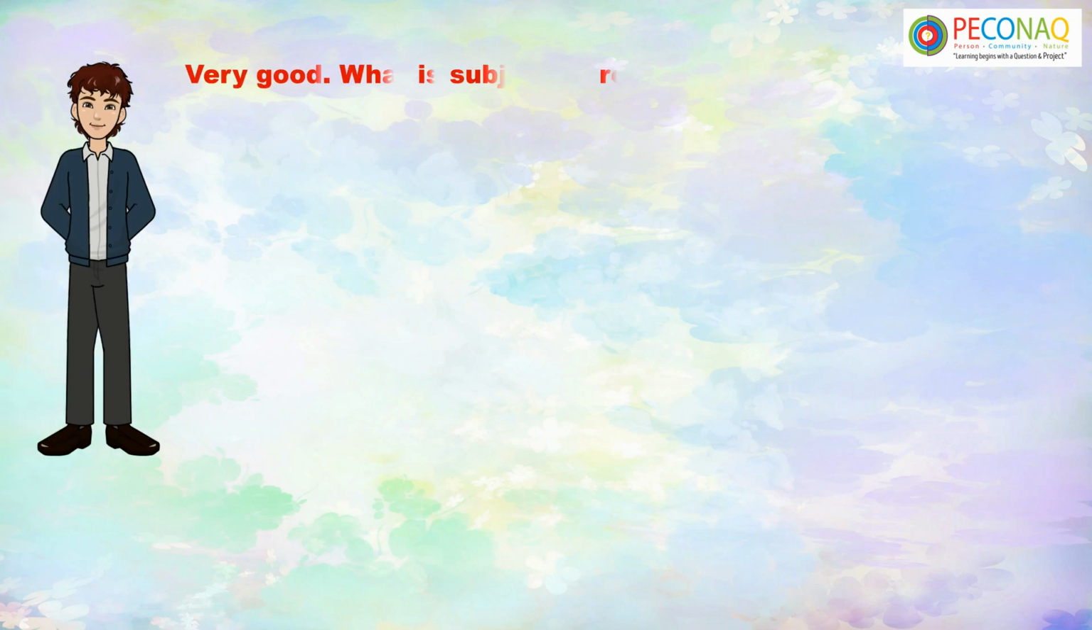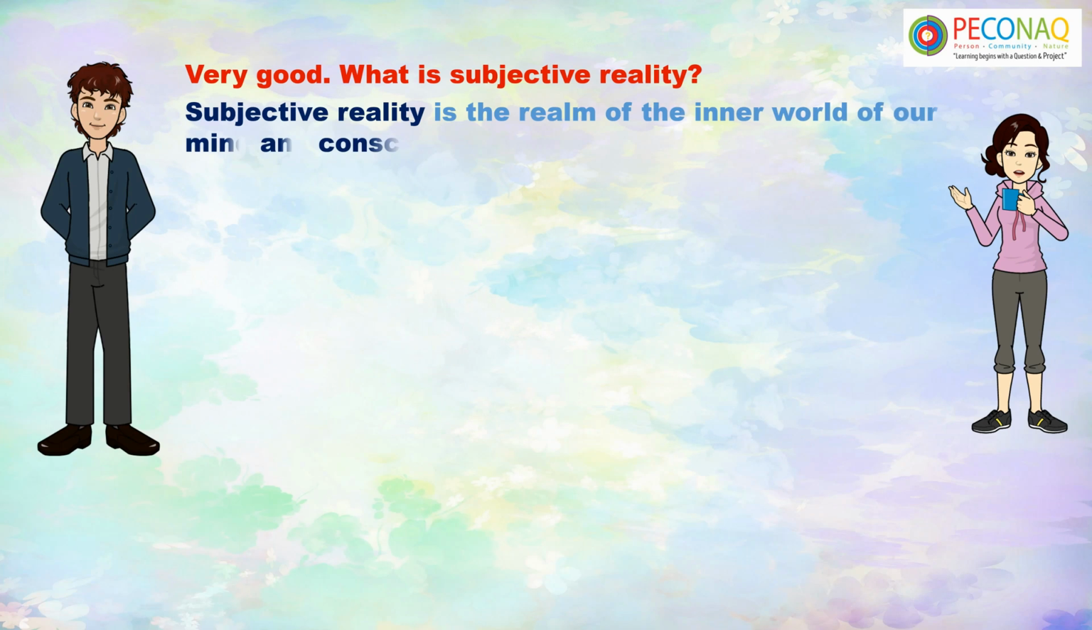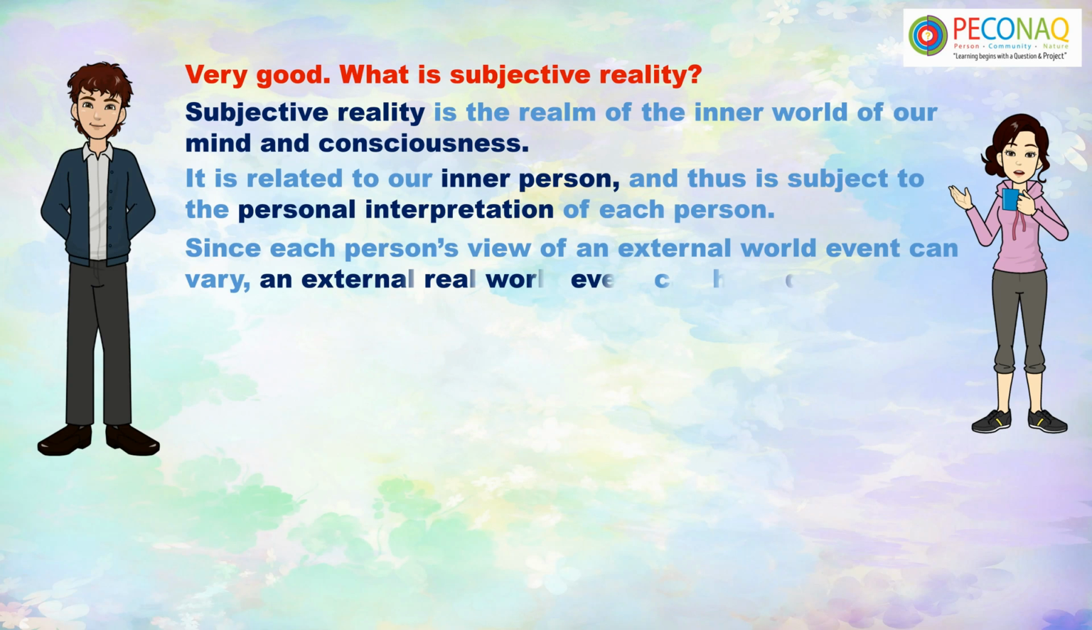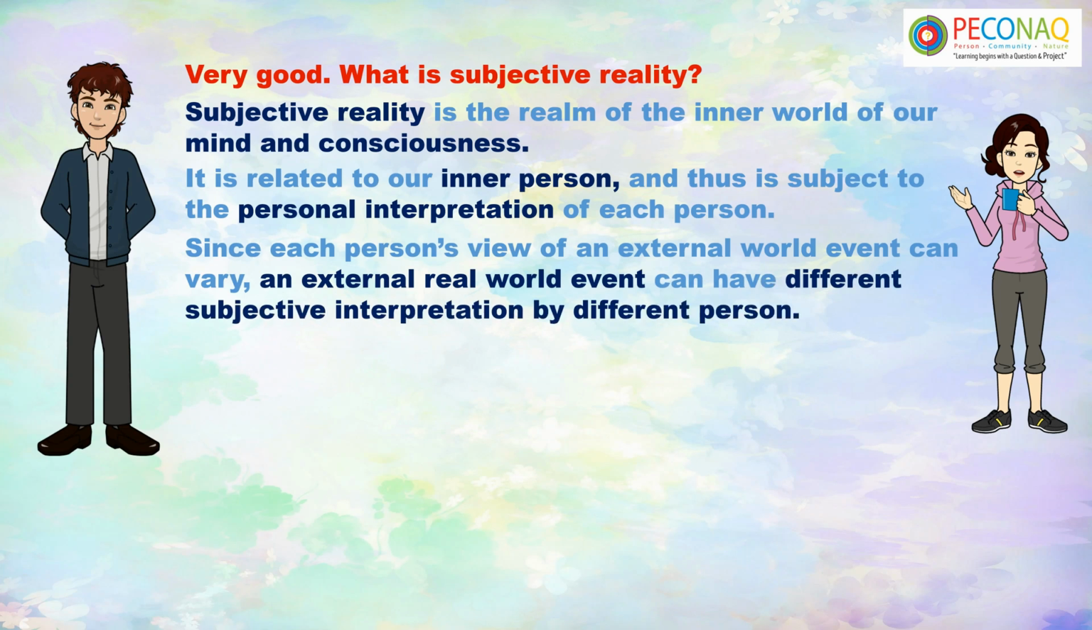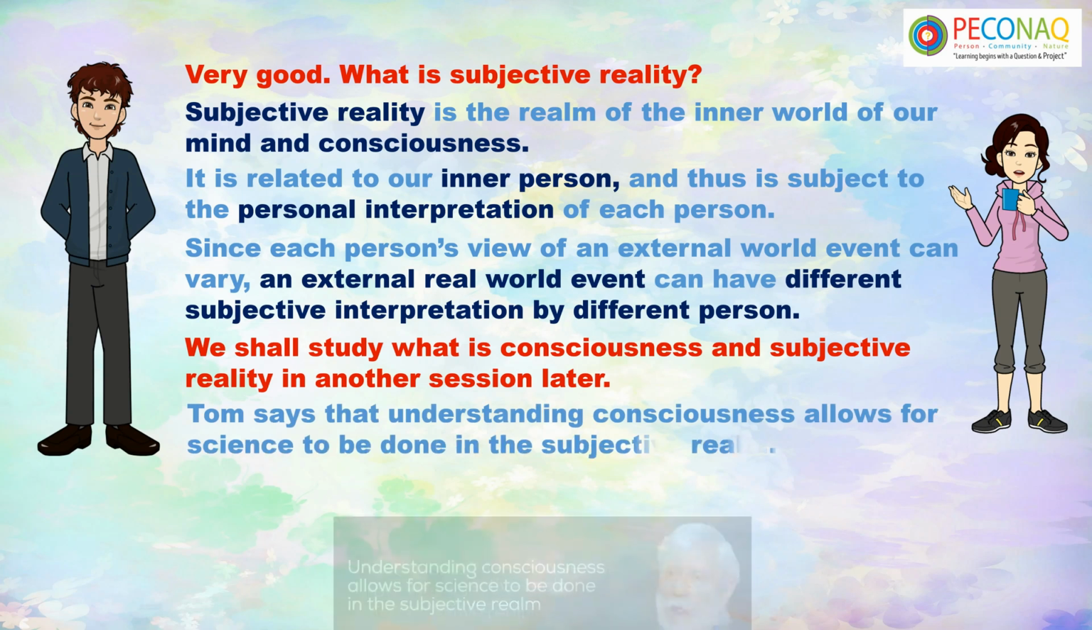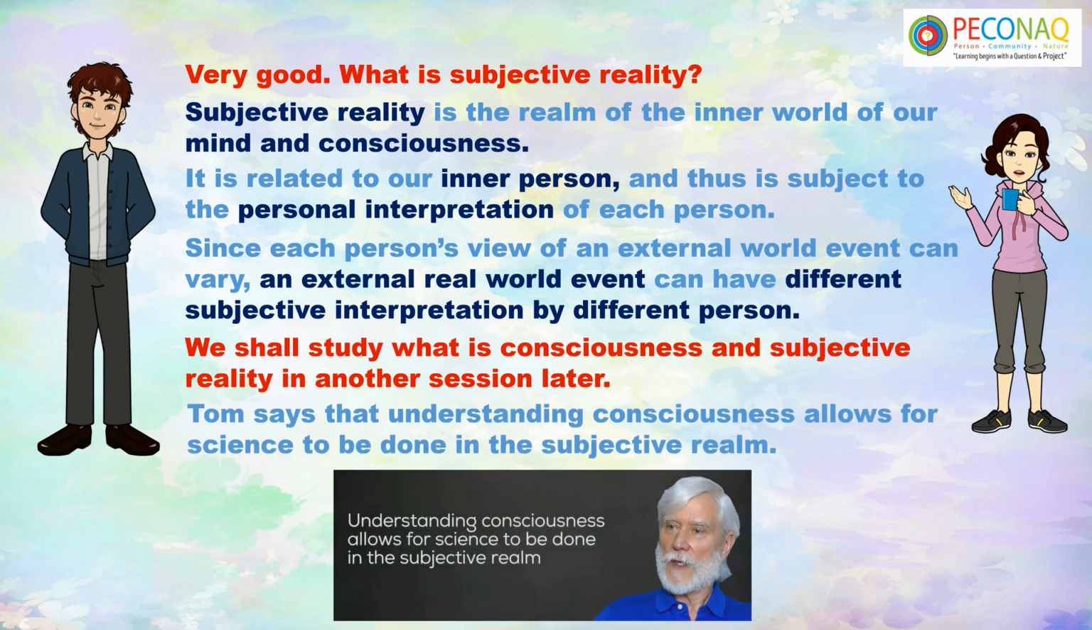Very good. What is subjective reality? Subjective reality is the realm of the inner world of our mind and consciousness. It is related to our inner person, and thus is subject to the personal interpretation of each person. Since each person's view of an external world event can vary, an external real world event can have different subjective interpretation by different person. We shall study what is consciousness and subjective reality in another session later. Tom says that understanding consciousness allows for science to be done in the subjective realm.